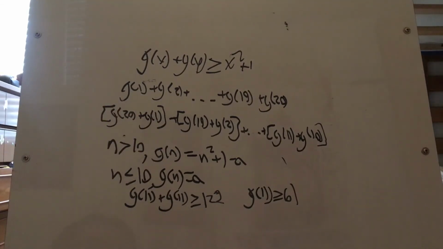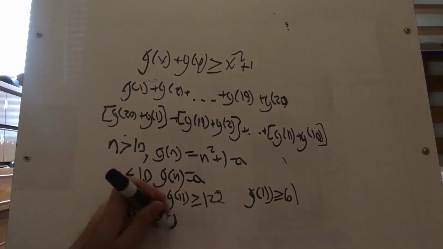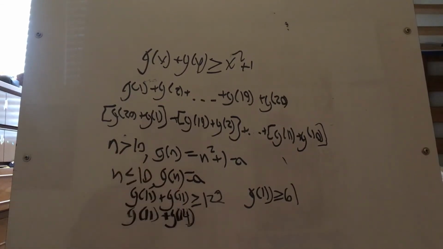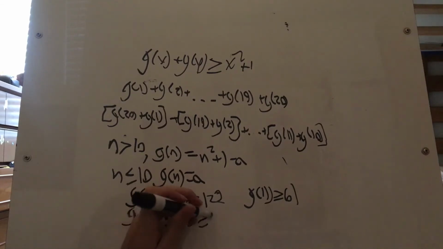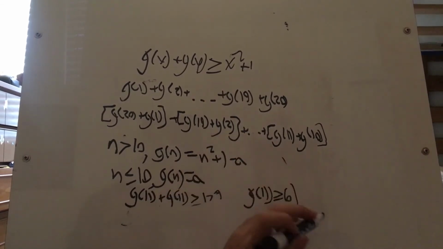Then, looking at this, let's see here. We add g of 11 and g of 14, and these have to be greater than or equal to 196. No, wait, I'm doing it wrong. So we have g of 11 is greater than or equal to 61, so let's assume it's equal to 61.